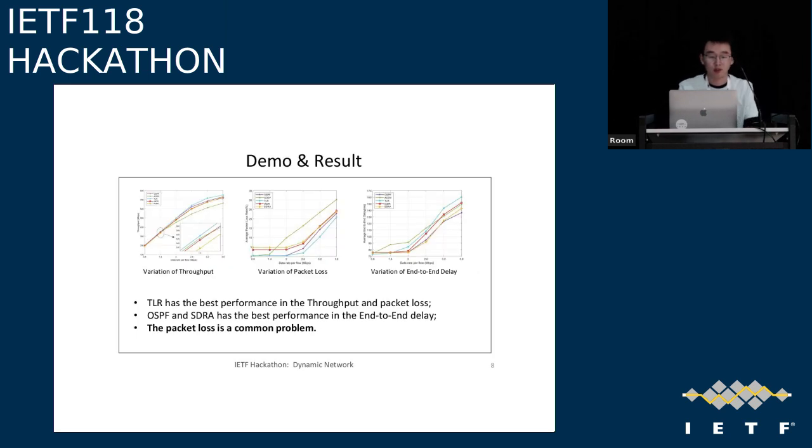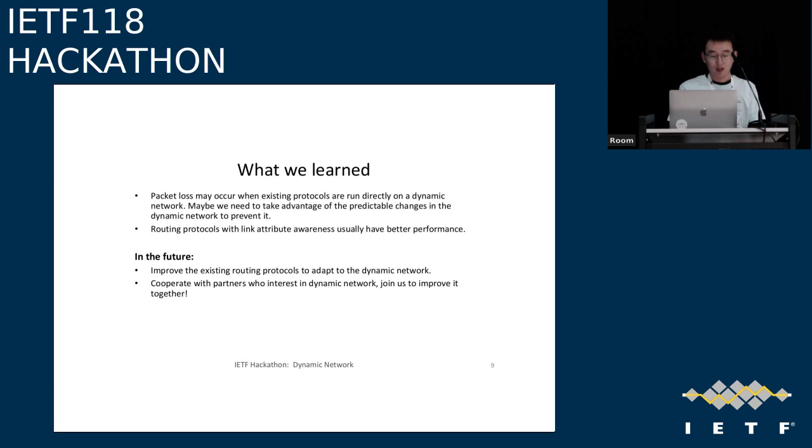And this page shows our result. It's hard to say which one is better because they have different performance from different dimensions. But the packet loss is a common problem. What we learned from this project, we found that packet loss may occur when we use existing protocols running directly in a dynamic network. We may need to take the advantage of predictable changes in the dynamic network to prevent it. And we found another point is that routing protocols with link attribute awareness capability usually have better performance.